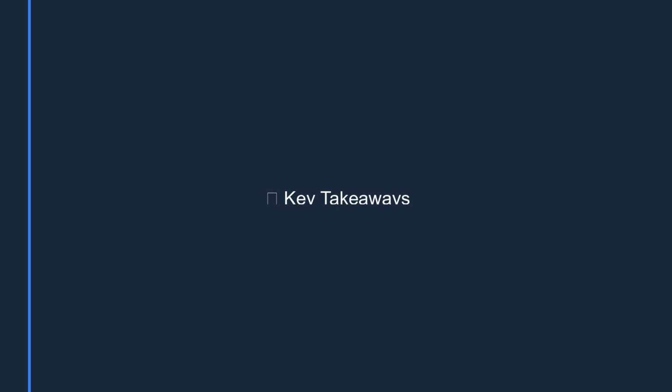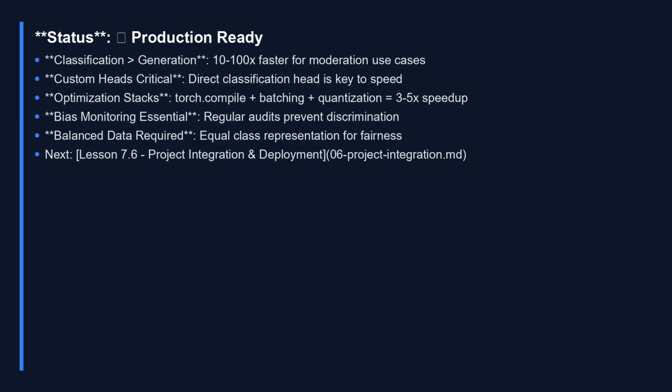Key takeaways. Five things to carry forward from this lesson. First, classification beats generation for moderation tasks by 10 to 100 times. Always reach for a classification head when you don't need generated text. Second, the custom classification head is the architectural keystone. Without it, you're leaving most of your speed advantage on the table.